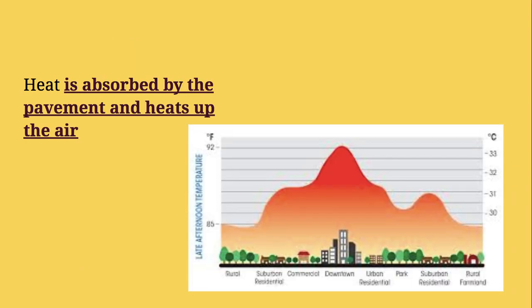The reason for this, again, we already said this: pavement, especially dark colored pavement, absorbs heat, and that heats the air directly above it. So because the surface gets hotter, the air around it is hotter.